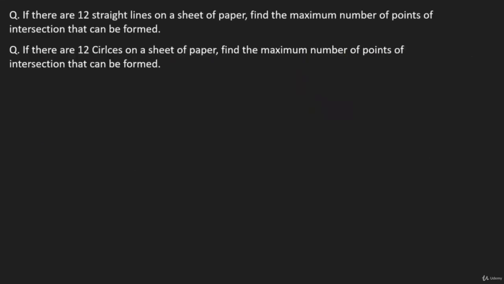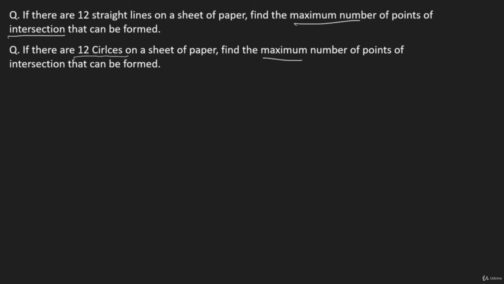Let's do these two questions. If there are 12 straight lines on a sheet of paper, find the maximum number of points of intersection that can be formed. The second one is, if there are 12 circles on a sheet of paper, find the maximum number of points of intersections that can be formed. Alright, pause the video, give it a try, and then we'll do it together.